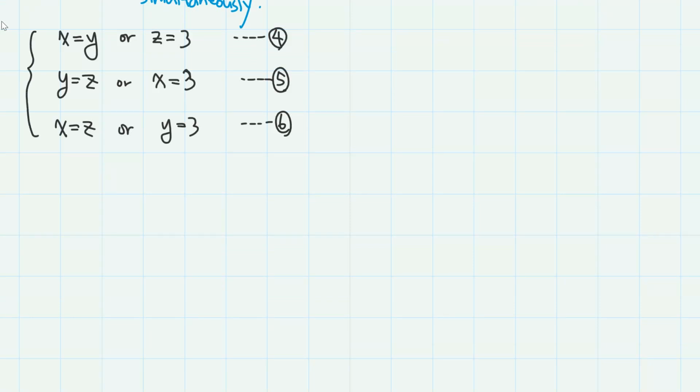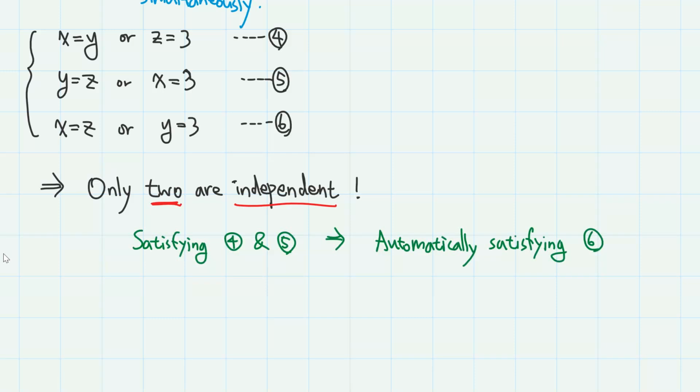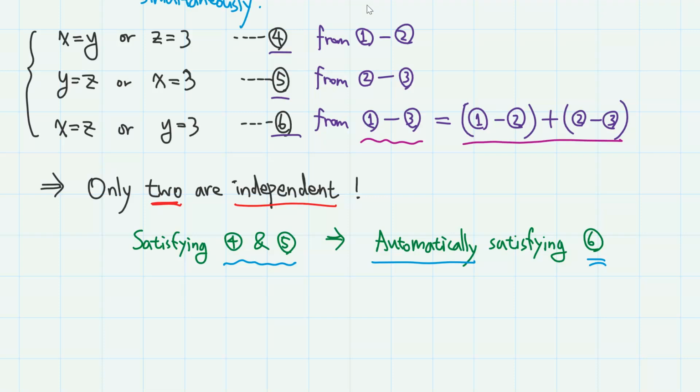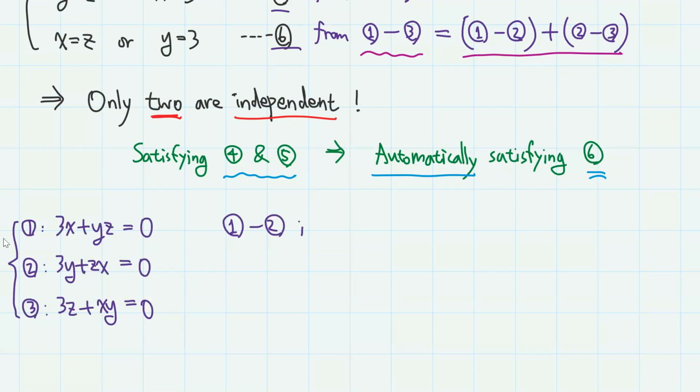Actually, out of these three conditions, only two of them are independent. Therefore, if only two out of these three conditions are met, the third condition is automatically met. We can intuitively know this to be true by observing that conditions 4, 5, and 6 come from subtractions 1 minus 2, 2 minus 3, and 1 minus 3 respectively, but the third one is merely the sum of the other two. Specifically, from equation 1 minus equation 2, we have 3x minus 3y plus yz minus zx equals 0, which is equivalent to condition 4.